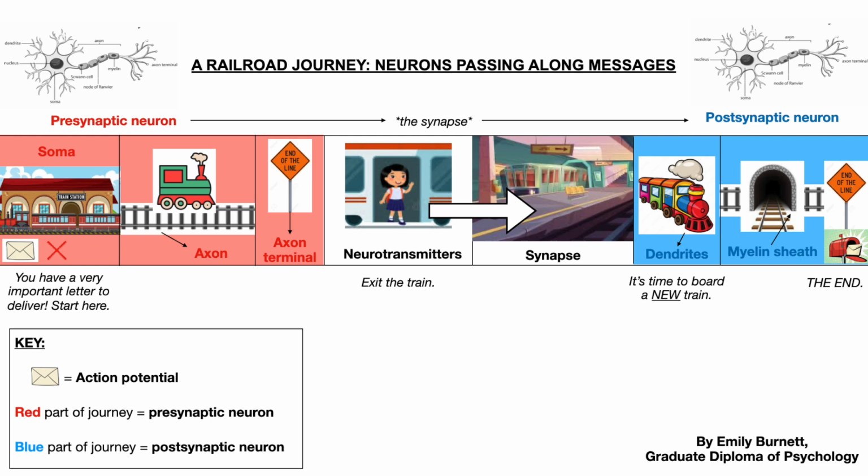Furthermore, the red part of the journey represents a presynaptic neuron, whilst the blue part of the journey represents a postsynaptic neuron. This is clearly outlined in the key found in the bottom right-hand corner of the page.